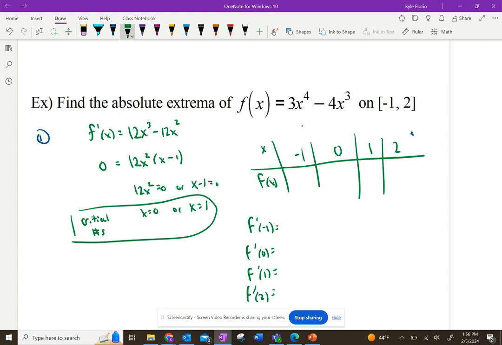If I plug -1 in here, that's 3 times -1 to the 4th minus 4 times -1 cubed, which is going to be 3. -1 cubed is still a negative. The double negative will make that a positive 4, which would give me 7. If I plug 0 in, that'll give me 0 minus 0, which equals 0. If I plug 1 in, that becomes 3 minus 4, which is -1. And if I plug 2 in, 3 times 2 to the 4th minus 4 times 2 to the 3rd. I think that gives me 16.